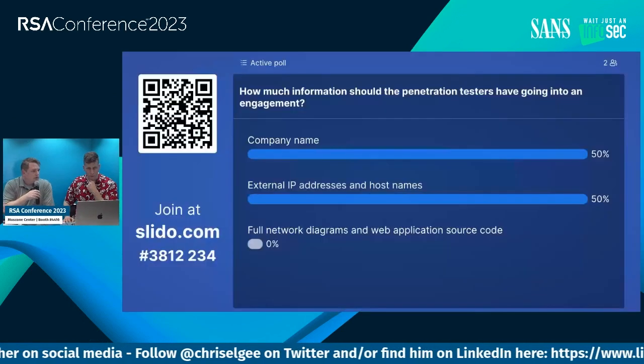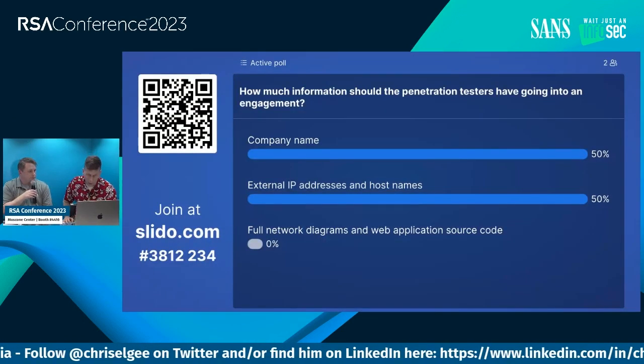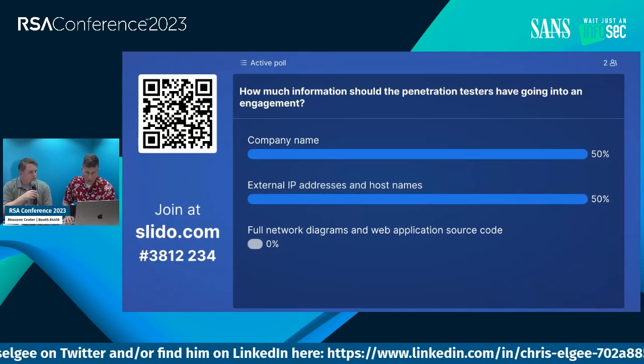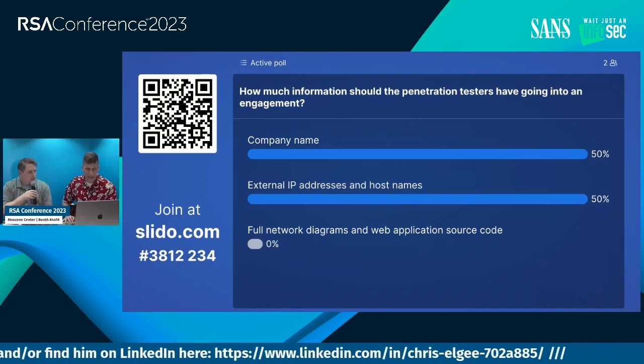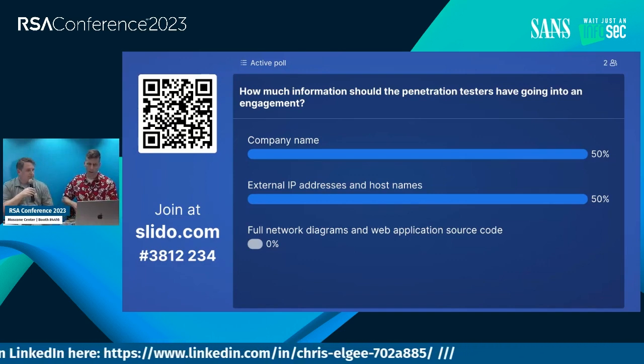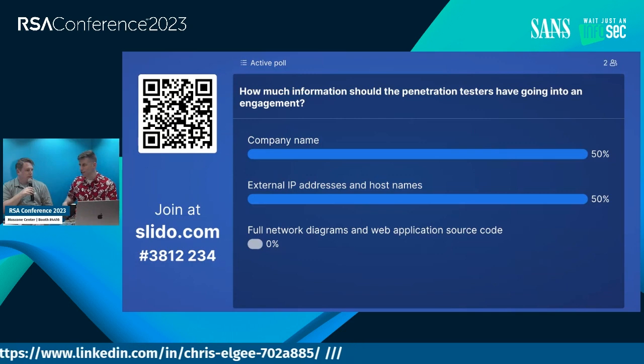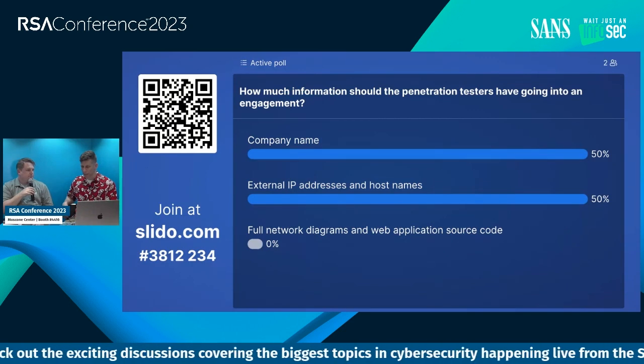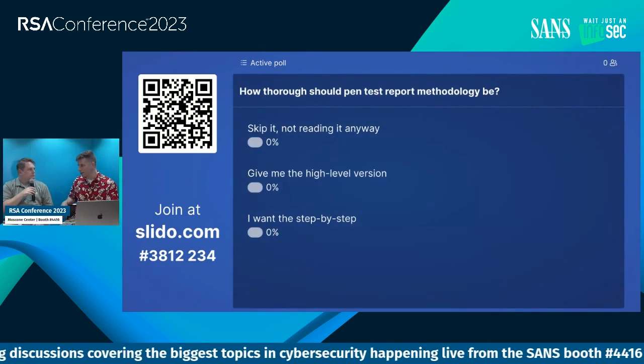And I'm not sure if we got full results on the methodology question or if we shot that up there. Oh, there we go. So, all right, in terms of scoping, it seems like there's still a split there. And then let's put the next question up too, about how thorough the pen test report methodology should be. Which, again, it's hard for us, but I think it provides value.